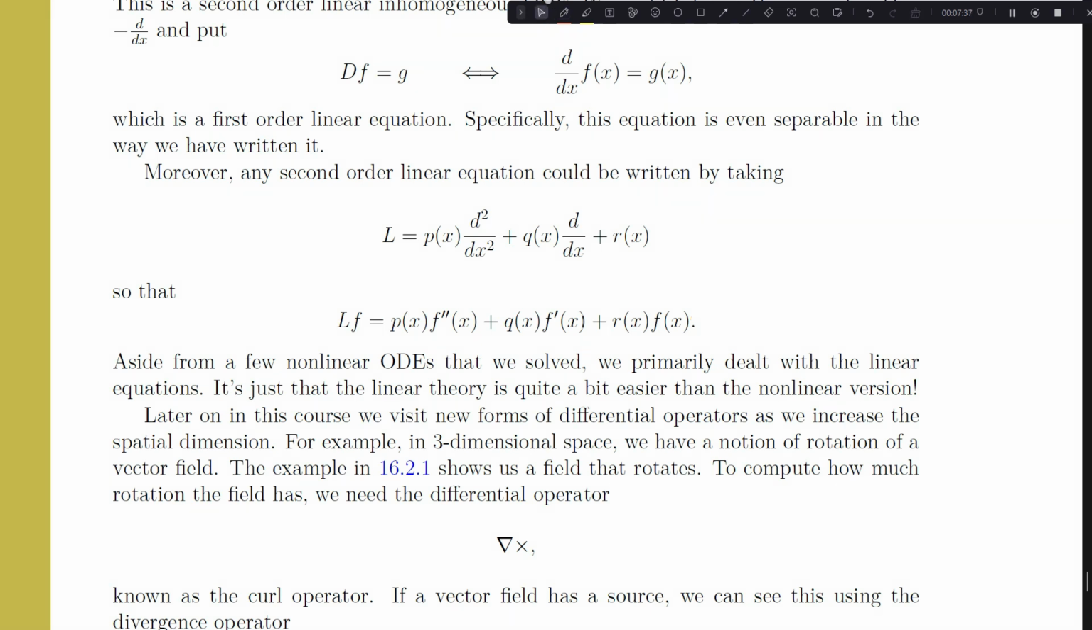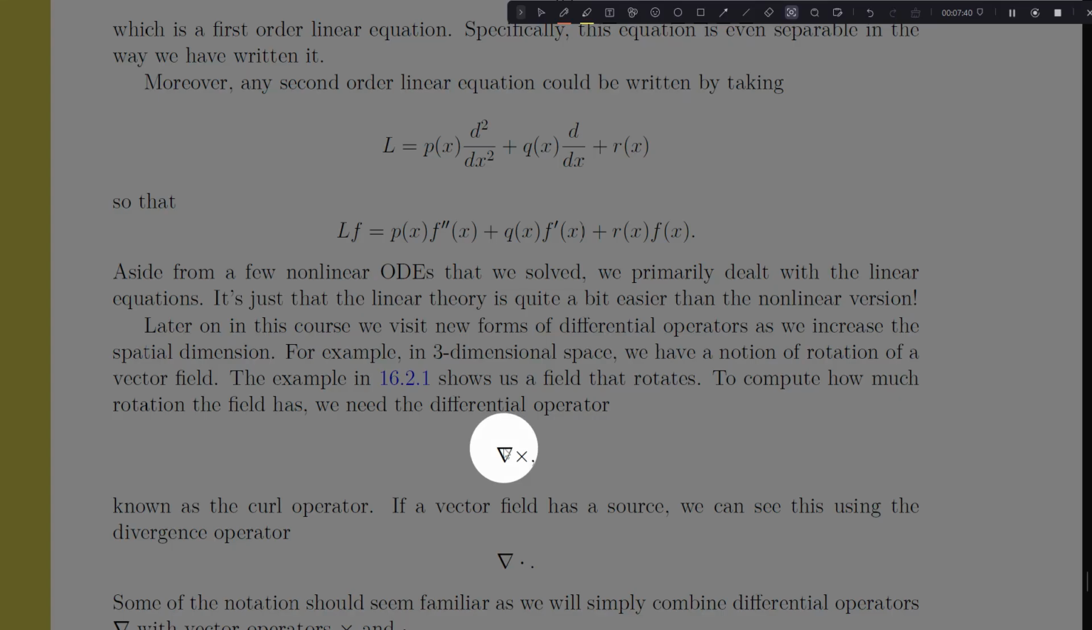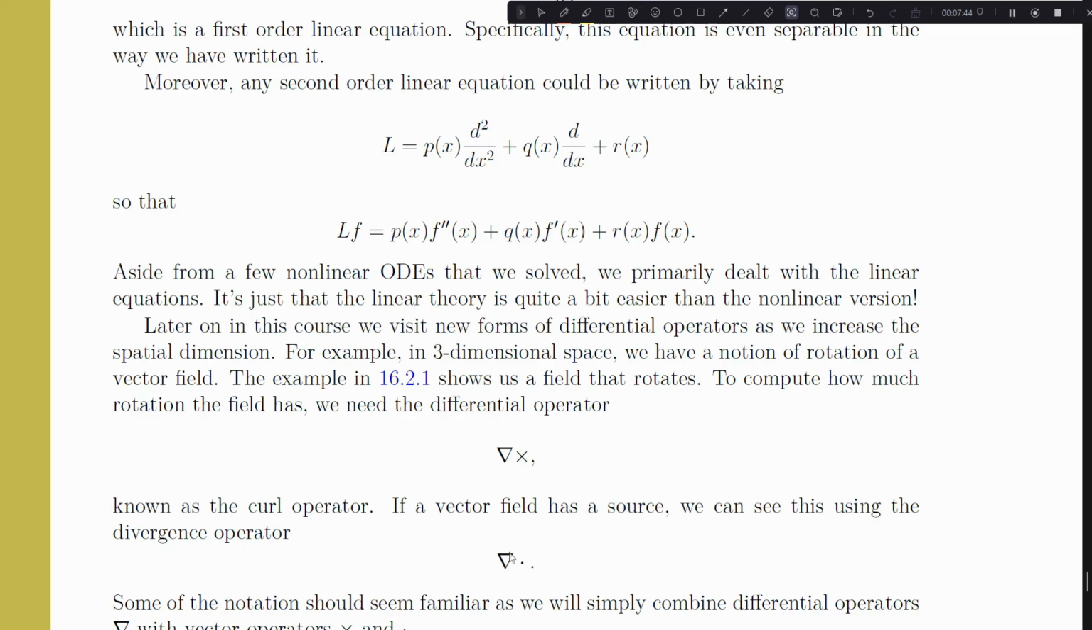We can also think about differential operators like the curl or the divergence. You encountered these back in our Calc 3 subsection. The curl as an operator, right?